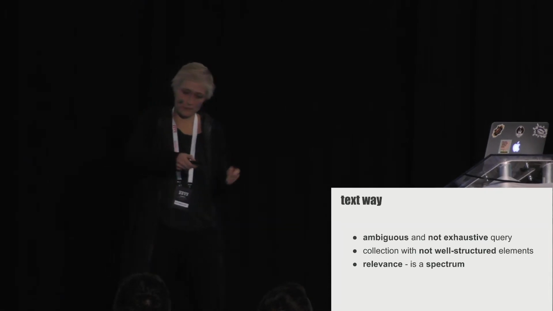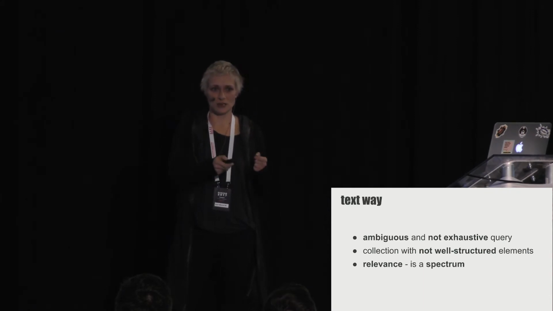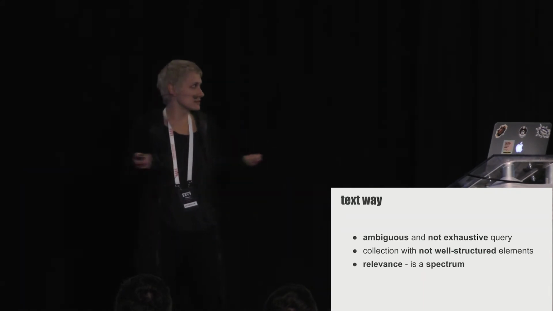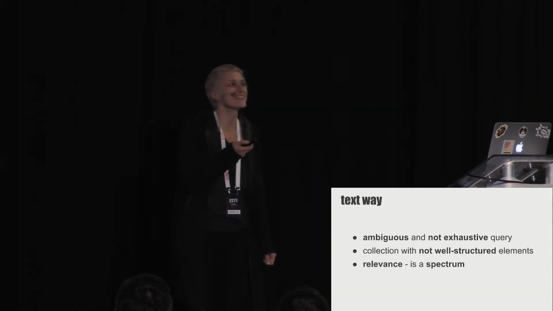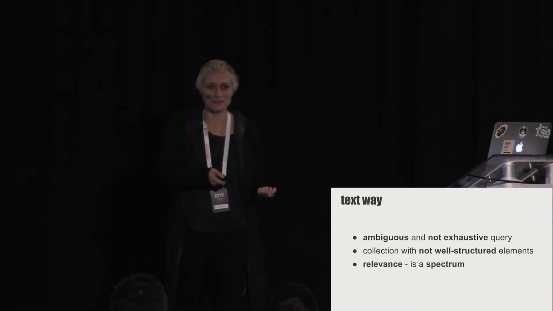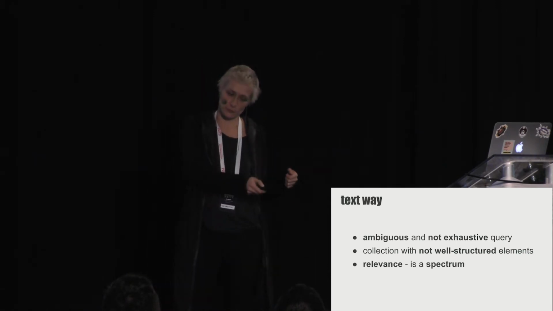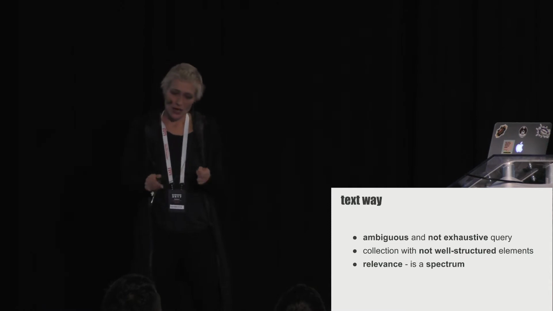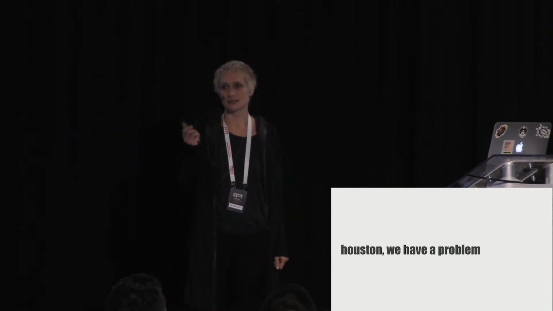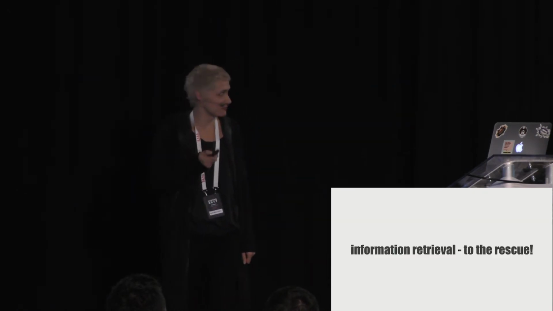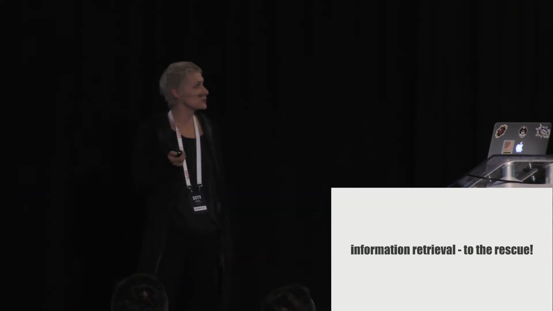With traditional database queries, either an element meets the given criteria or it doesn't. And if the criteria are met, then we have a relevant result, right? With text search, it's more like, well, this text matches fully, this text matches more or less, and this one is totally not relevant. So a spectrum, right? So do we have a problem? Yes, we have. But we also have information retrieval. It will be like Superman coming to the rescue.